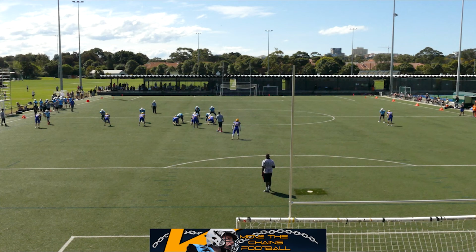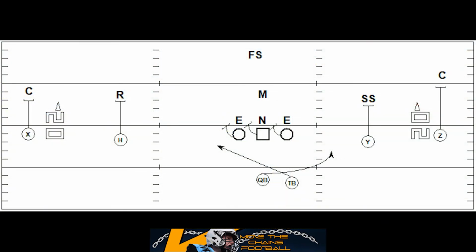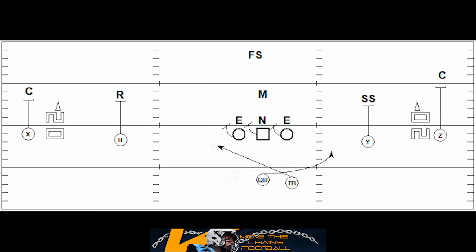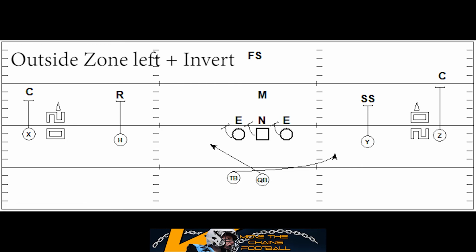This next example came in my own team's 2016 game against the Sydney Uni Cubs. On this play, our offense is lined up in a standard 3x1 spread formation and we're running outside zone left invert. Normally, outside zone left would look like this, with the running back getting the handoff to the outside. However, with the invert, the running back and the quarterback swap roles. Now the quarterback is running the outside zone path, while the running back runs the quarterback's original path.